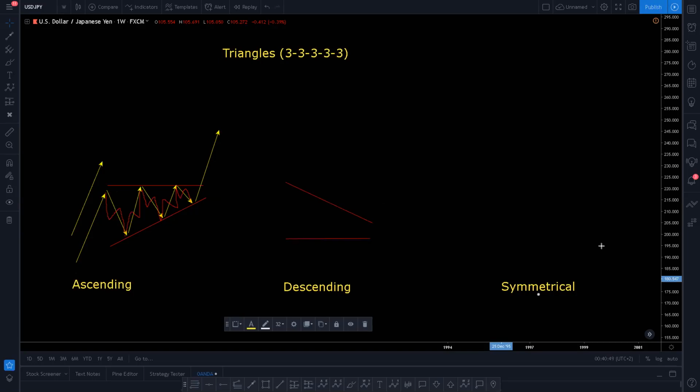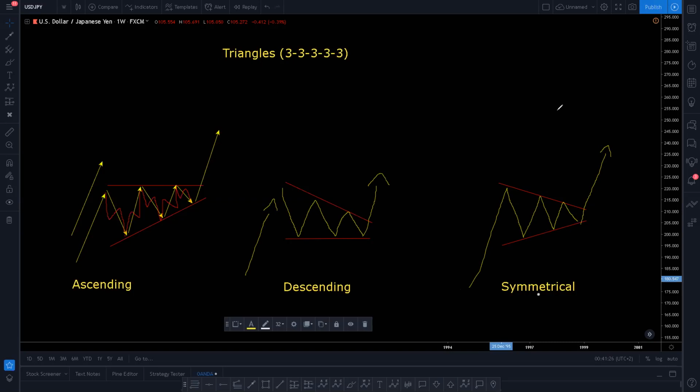Okay, it's going to look like this, and then your symmetrical is going to look like this. Okay, so inside there you have your uptrend, and then you have your A, B, C, D, E, and then your trend continues. Same thing here on the symmetrical. You have your A, B, C, D, E, and then the trend continues.